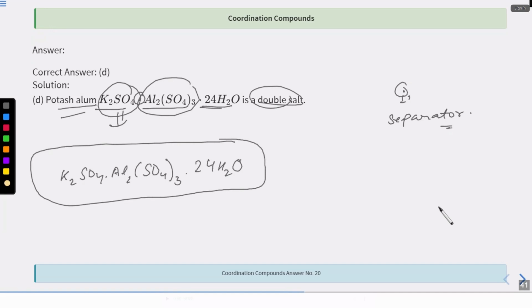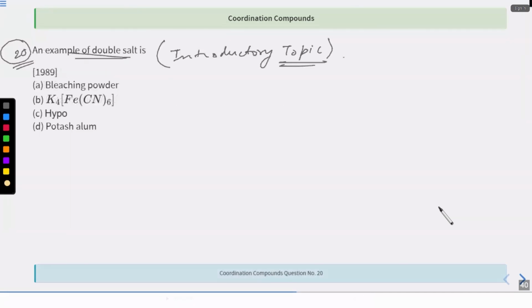Or how many water of coordination is being coordinated with potassium alum? So their answer is 24. So this formula for potassium alum is important. Please remember this formula. It has 24 water molecules which are coordinated with this double salt. So please remember this thing also. So example of double salt is potassium alum. Okay.